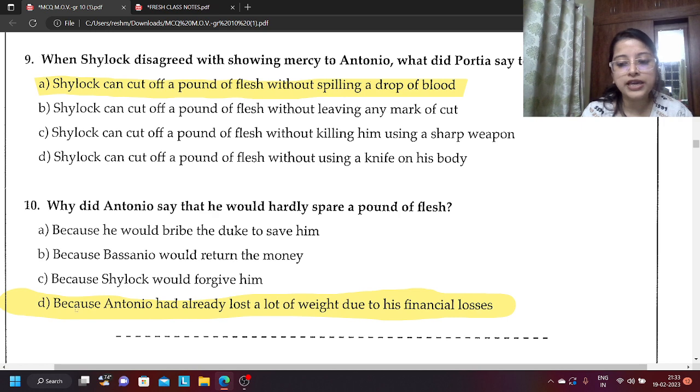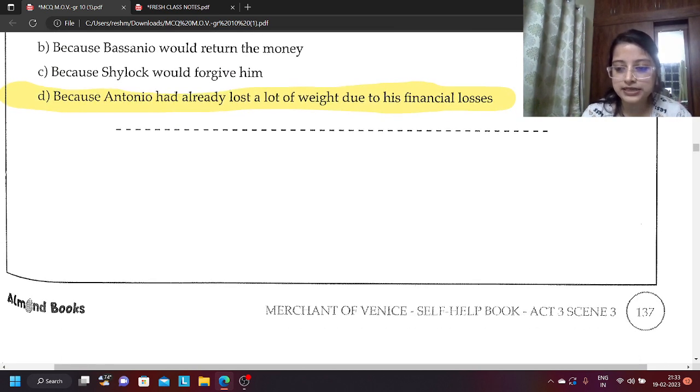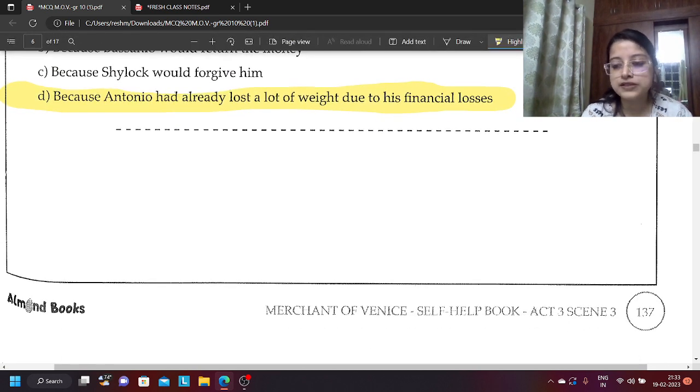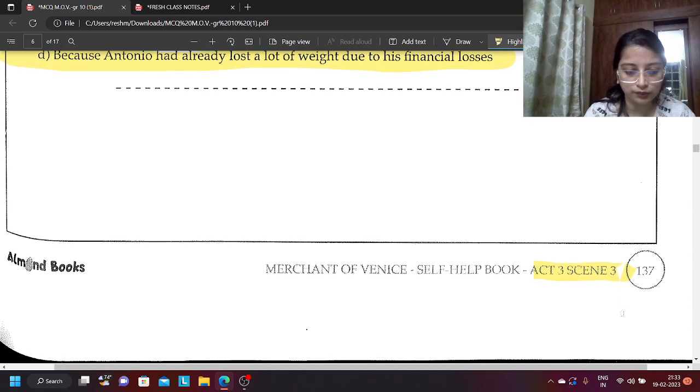Okay. So we have come to an end to Act 3, Scene 3, right? So we will start with Act 3, Scene 4 now. Let's move to it.